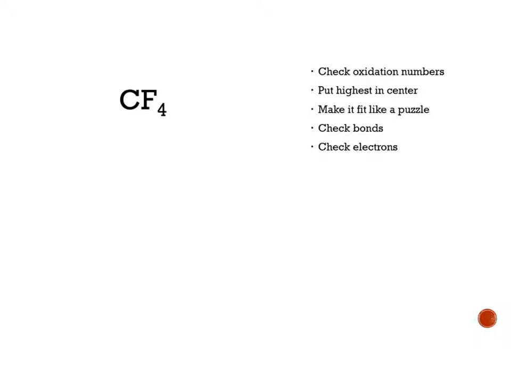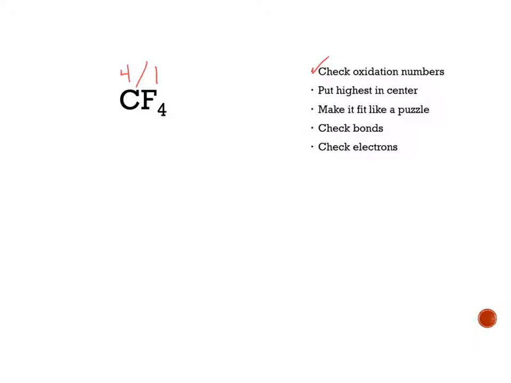So we have CF4, okay? Our first step is to check our oxidation numbers, okay? So if we look up top, the oxidation number for carbon is 4. So I'm going to write that on top of carbon. And then the oxidation number for fluorine is going to be 1. Everybody see that? So oxidation number for carbon is 4. Fluorine is 1. We just find that at the top of the periodic table, the green sticky notes. So that's our first part, checking our oxidation numbers. Okay.